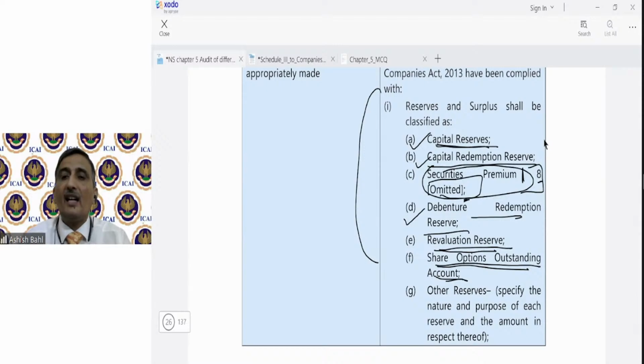Yes, guys. Share options outstanding account. Any idea? Yes, Suman, you are right. These are related to ESOPs.